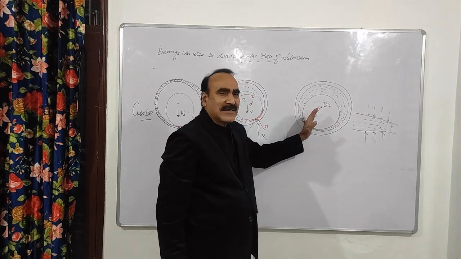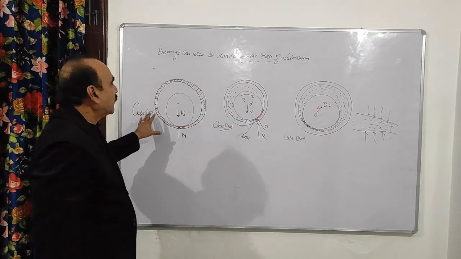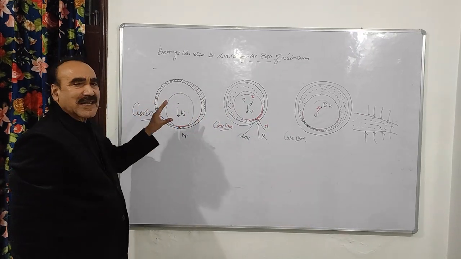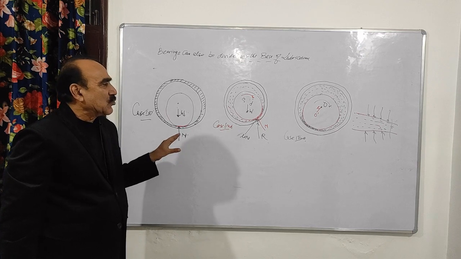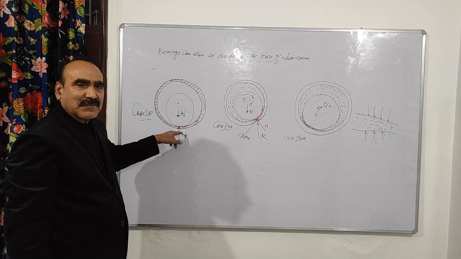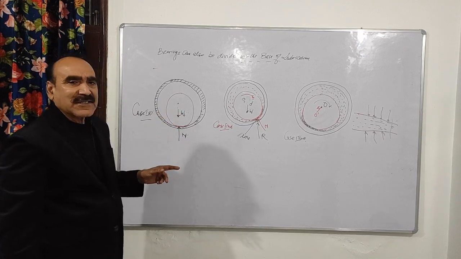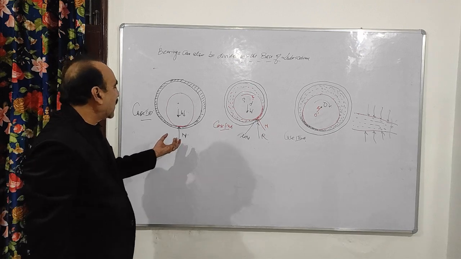So these are the three cases, these are the three ways. The first case is when your shaft is at rest. So what happens there when the shaft is at rest? There is metal to metal contact here, and the load of the shaft is supported by the normal force.